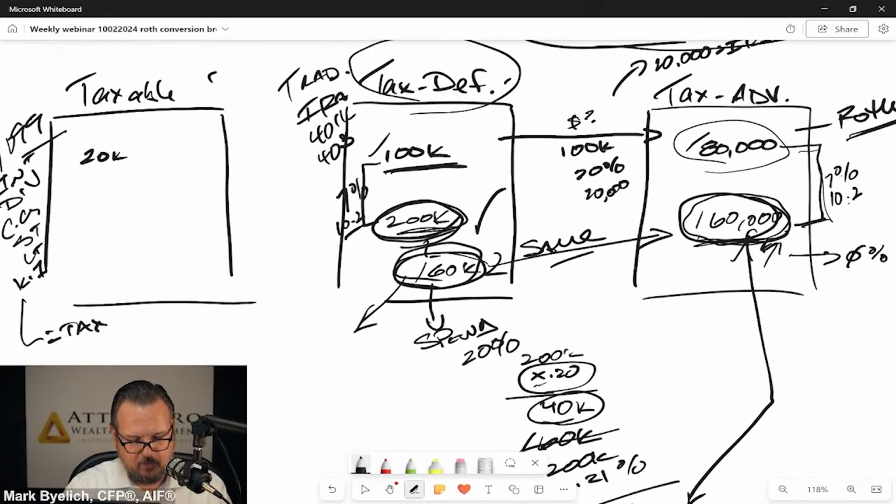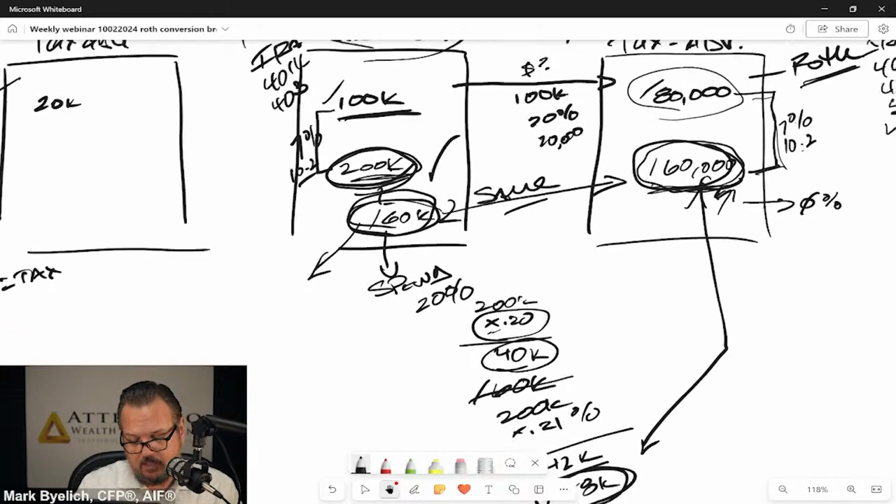So the variables being, you got the same amount of growth, you got the same amount of dollars, you got the same amount of tax. The tax has to be paid at some point. Do you pay it now when you know what tax rates are, or do you wait and pay it later when we don't know what tax rates are going to be?